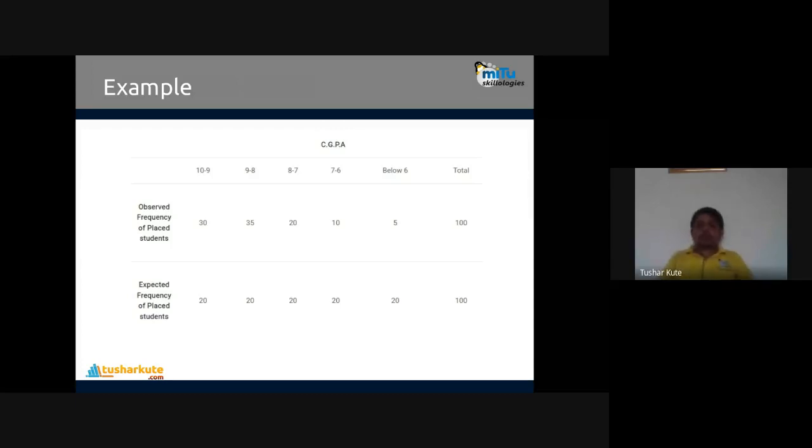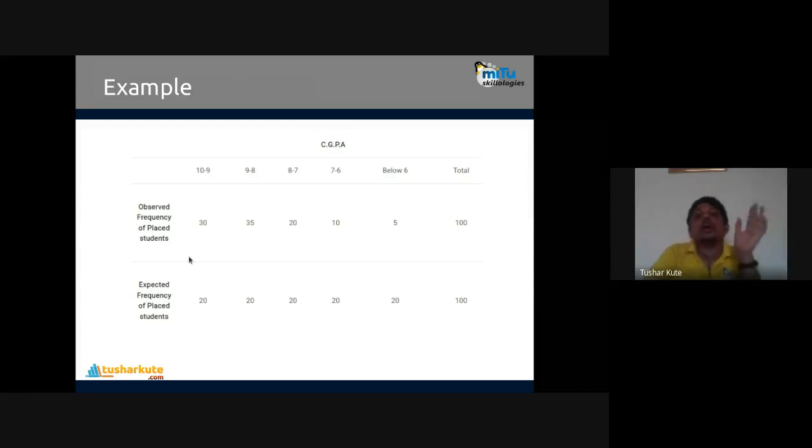This is your contingency table, CGPA. Now here we can see the observed value. The total number of elements is, for example, 100. Observed frequency of placed students. See this. Now what I want to check is whether they are equal or not, equally placed or not. 100% is the equal placement, so 20, 20, 20, 20, 20 will be there. This is your expected frequency of students. What I expect, I want similar observations. So you can see this expected frequency of placed students: 20, 20, 20, 20, 20.